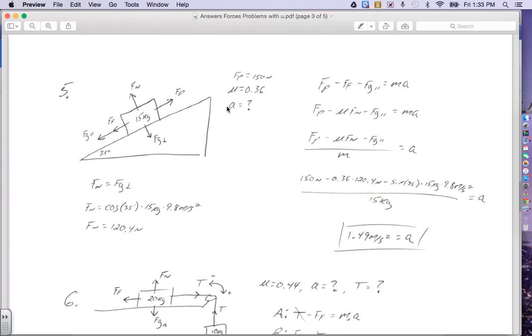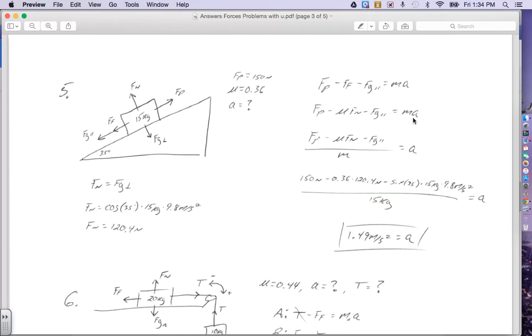Now we can go and figure out the acceleration of this thing. Our force to the right is the force of pull, which is why this is positive. And to the left, we have friction and gravity parallel, which is why they are both being subtracted here, friction and gravity parallel, both with minuses. I'm out of forces, so that means equals ma.